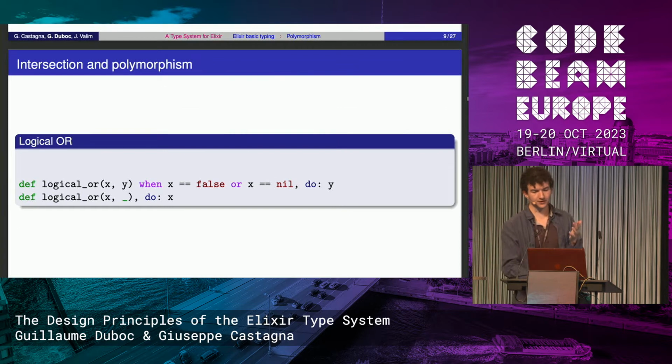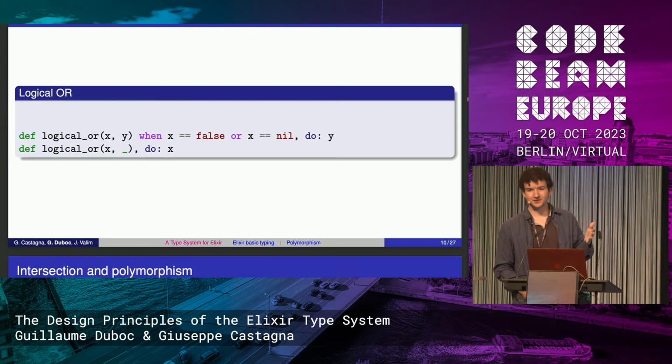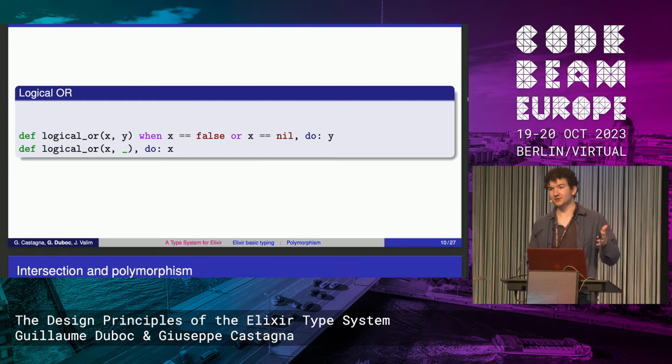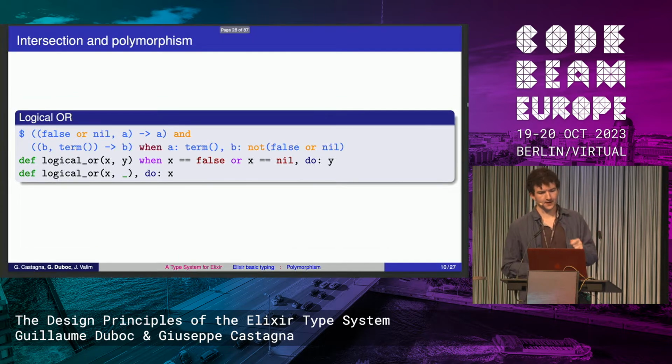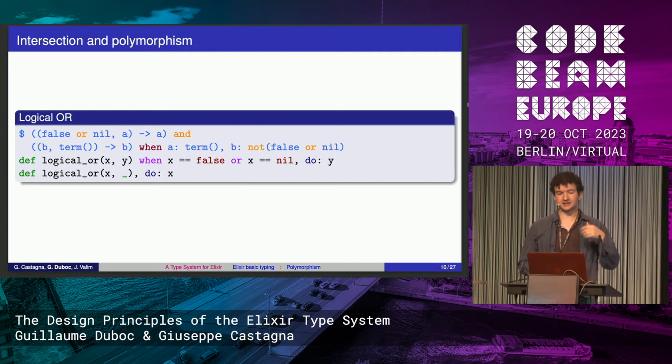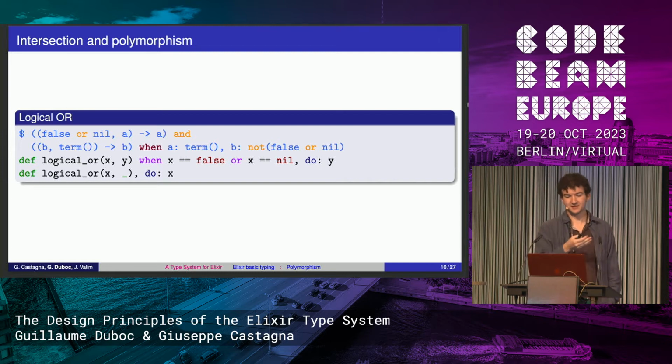And we can mix all of this. So for instance, in this logical function, which takes 2 arguments, if we look at the first clause, it tells you that if the first argument is either false or nil, then you return the second one. So that means that you return exactly the type of the second argument, which is A. So you can write this type of notation. The second one tells you that if X is anything but the false or nil atoms, you return the type of this first argument. So you can write this second part of the type, B, term to B.